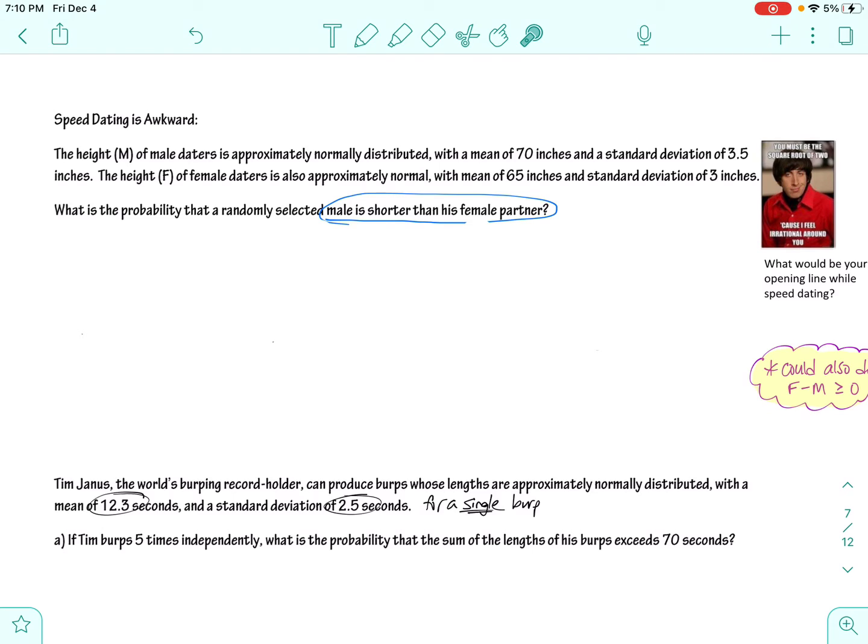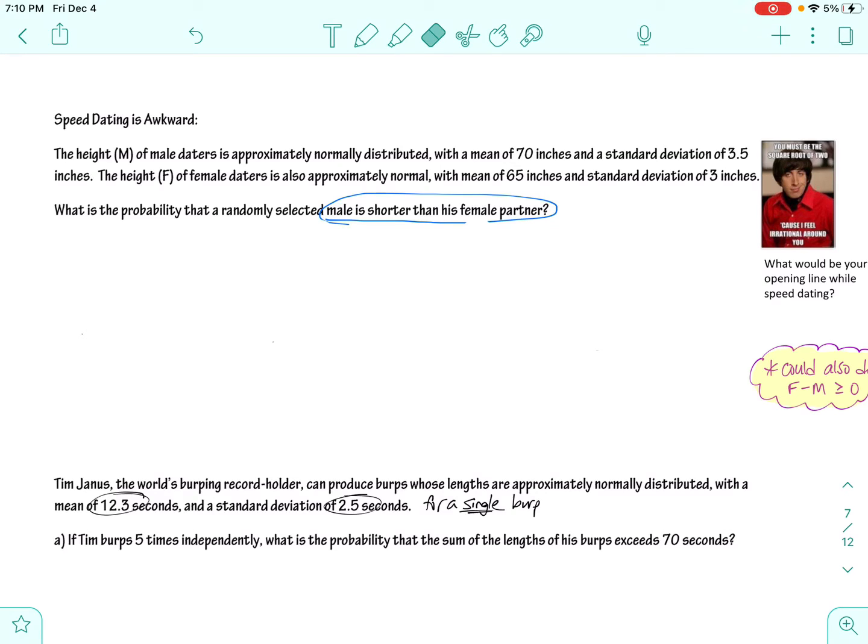But supposedly we have normally distributed distributions for the heights of males and the heights of females. We have two different means, two different standard deviations. Most of the time females are shorter than males. That's common knowledge. It's not always the case, but sometimes it is. So what's the probability a randomly selected male is shorter than his female partner? So if I were to go speed dating, what are the chances that I sit down across from somebody that is shorter than me?